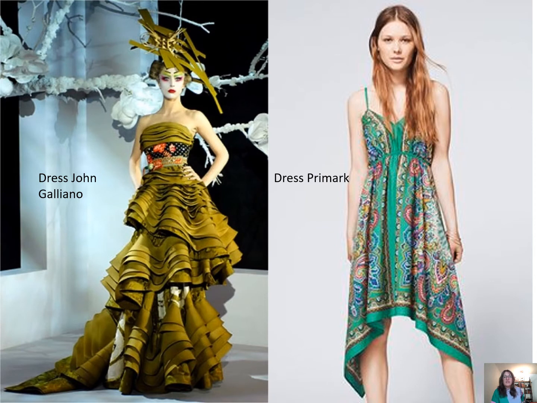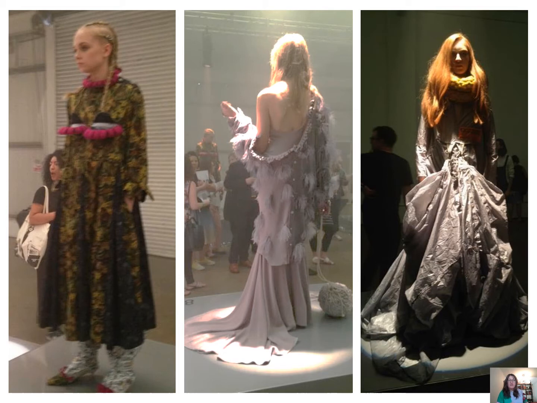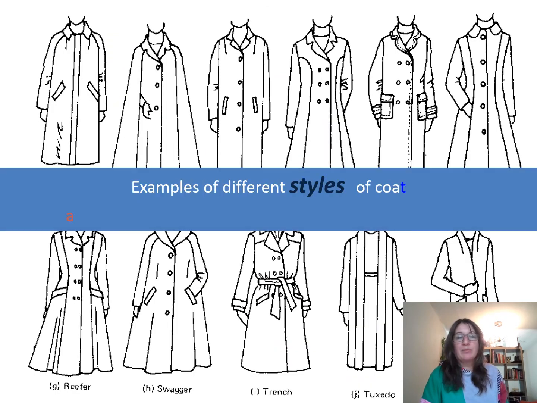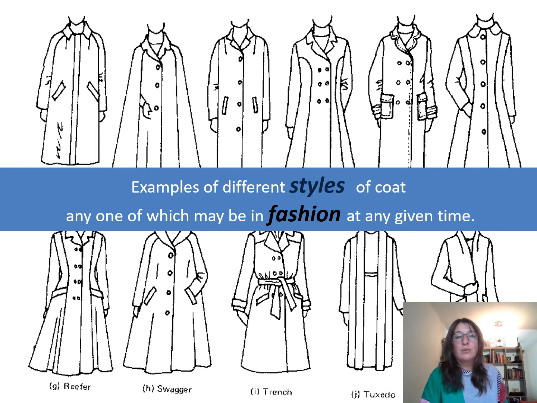So just to illustrate this, something like a dress, we can have many different dresses. When we start talking about different market levels and intentions of those dresses, though, they change. So the difference between the dress from John Galliano and the dress from Primark. And again, each of these will be in fashion at a time. And that's what we saw in Graduate Fashion Week, and students all over the world will be coming up with their own variations and definitions of what a dress is, what this product is. So, to count, there are many different styles of dress, or a coat, any one of which may be in fashion at any given time.